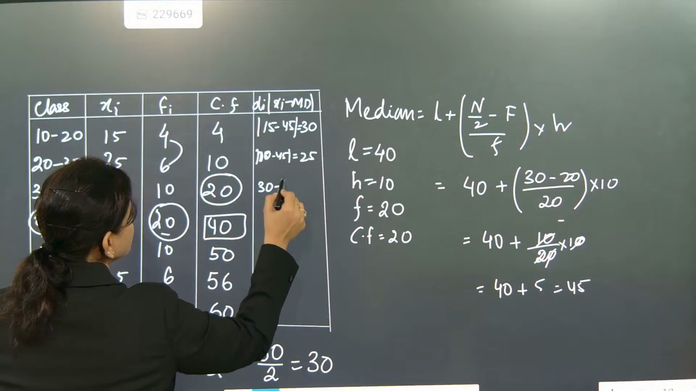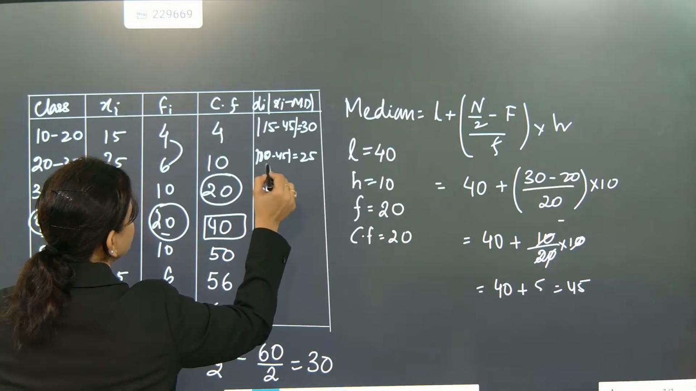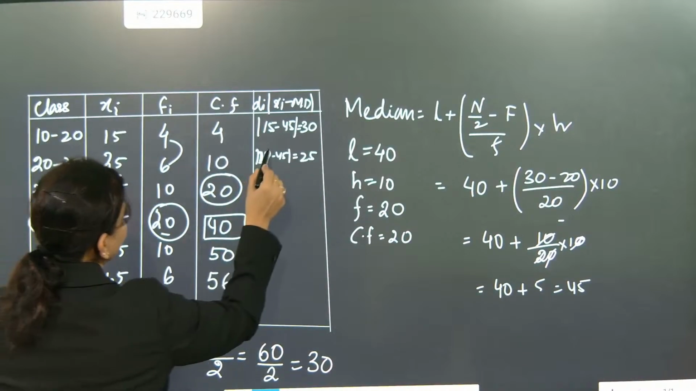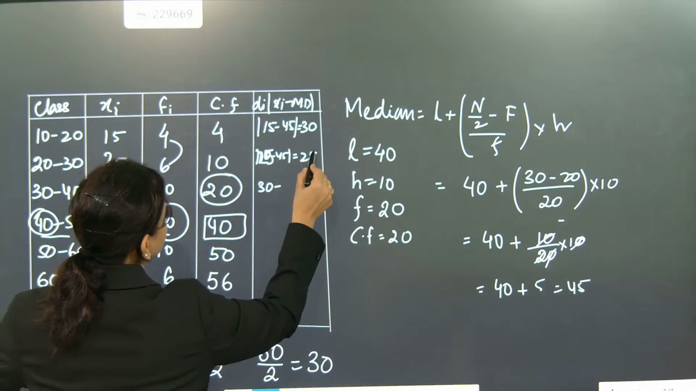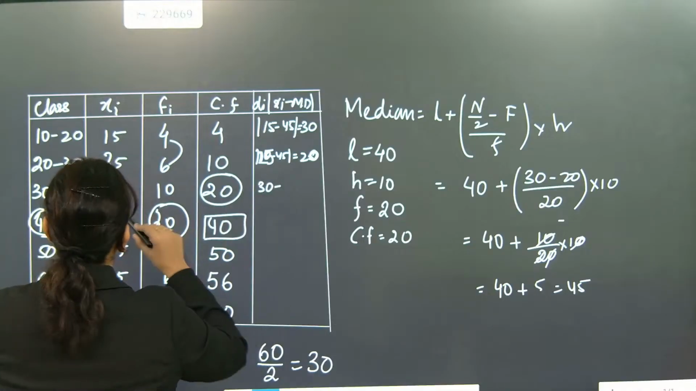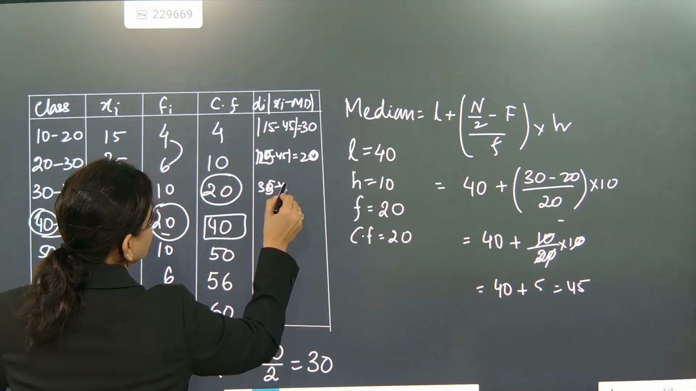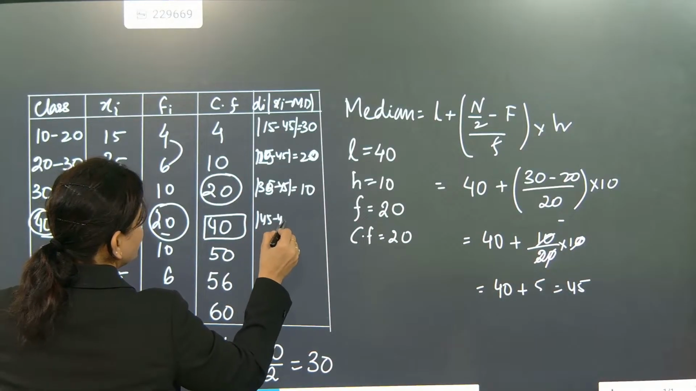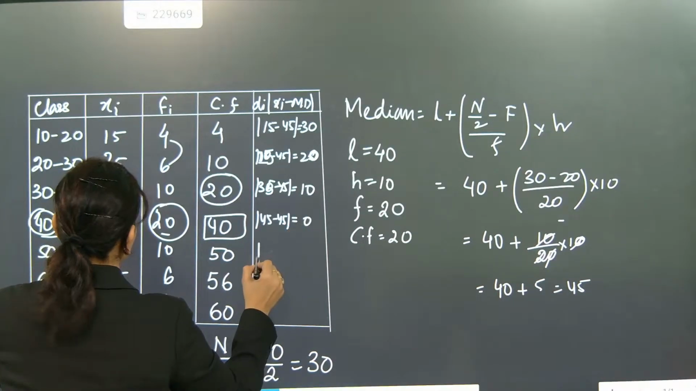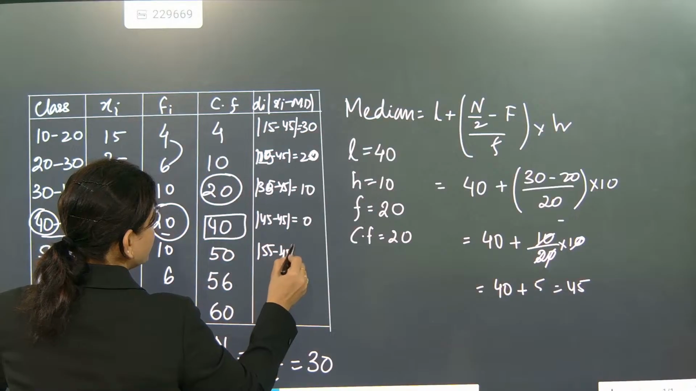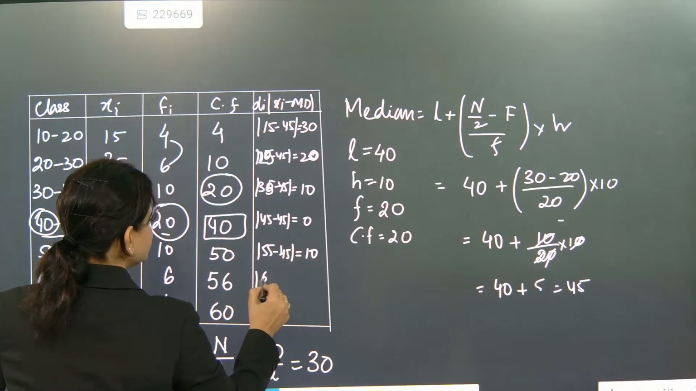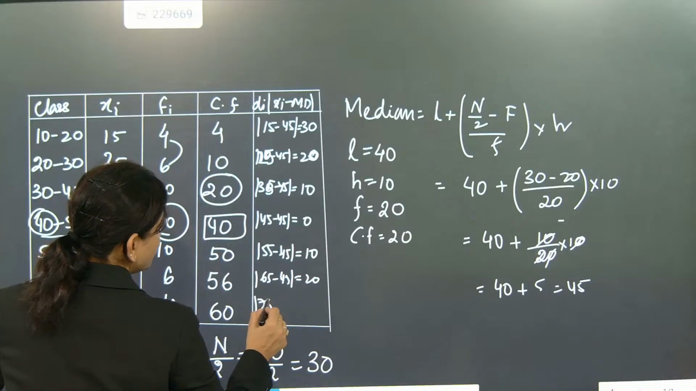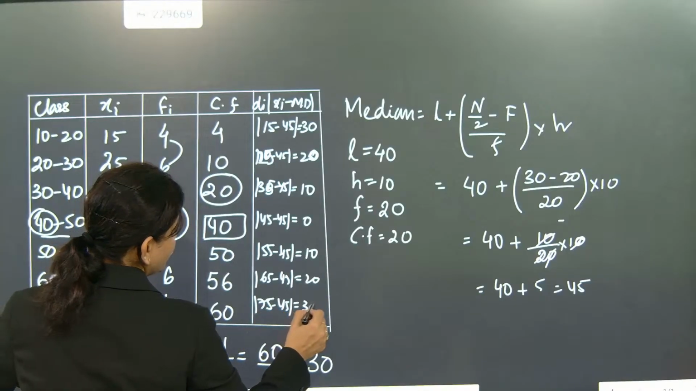Check this one out with 25. This is 25, 25 minus 45, so 20. 35 minus 45, so this part will become what? 10. Now 45 minus 45 will become 0. 55 minus 45 will become 10. Now 65 minus 45 will become 20. Now 75 minus 45 is coming as 30.